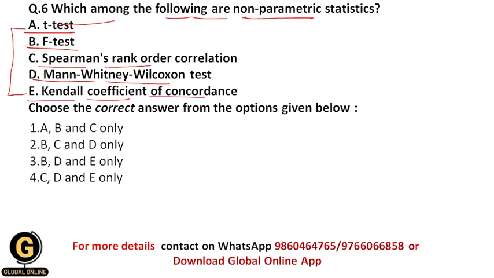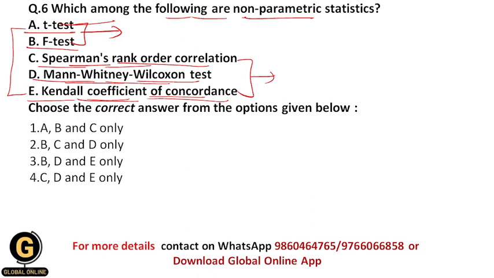Okay, so students, as I have told you earlier in the previous videos, there are basically two types of tests, and those are parametric and non-parametric tests. Parametric tests are based upon certain assumptions about the population, but a non-parametric test does not make any assumptions regarding the population. Basically, a non-parametric test follows a distribution-free population. Okay, so from this list, Spearman's rank order correlation, Mann-Whitney-Wilcoxon test, and Kendall's coefficient of concordance are the non-parametric statistics, and the t-test and f-test, as I have told you earlier in this video, are the parametric tests.